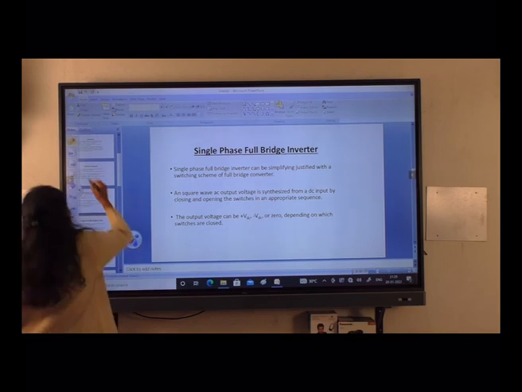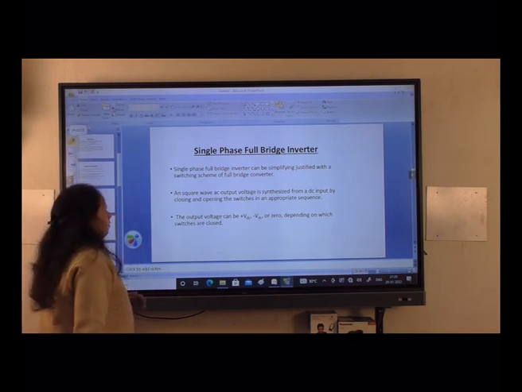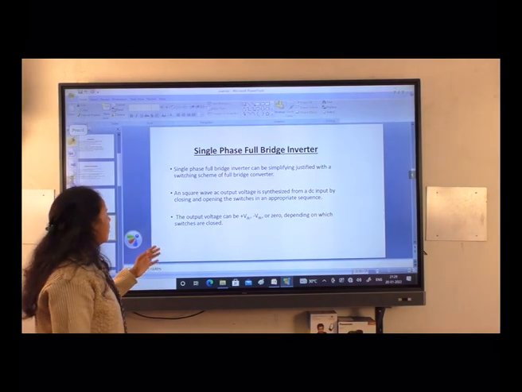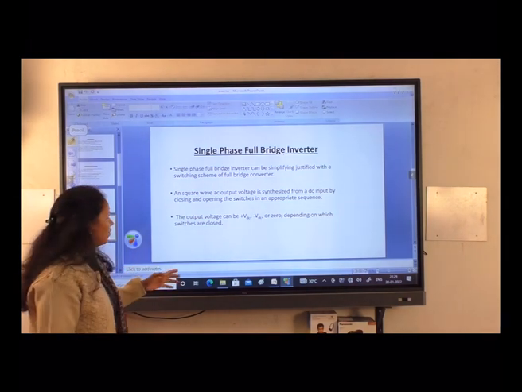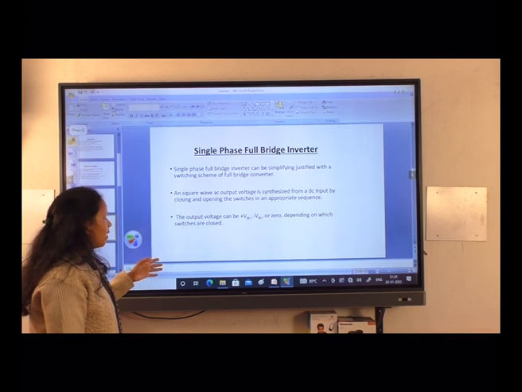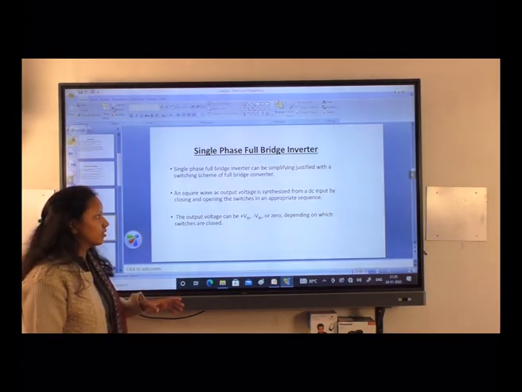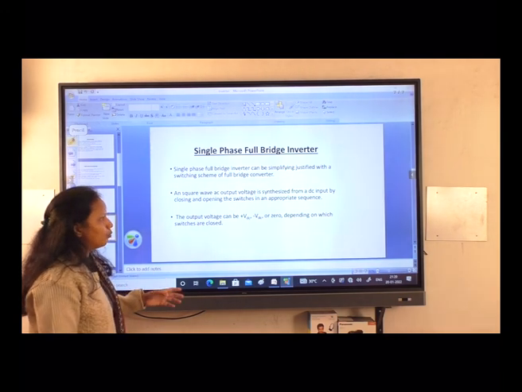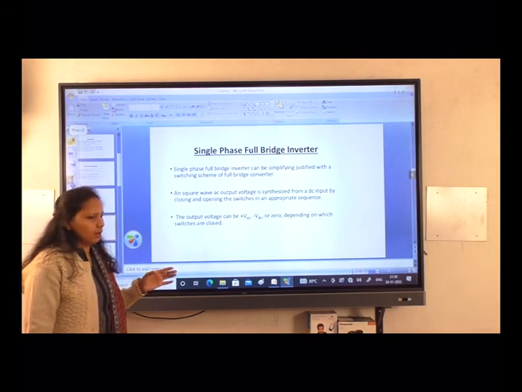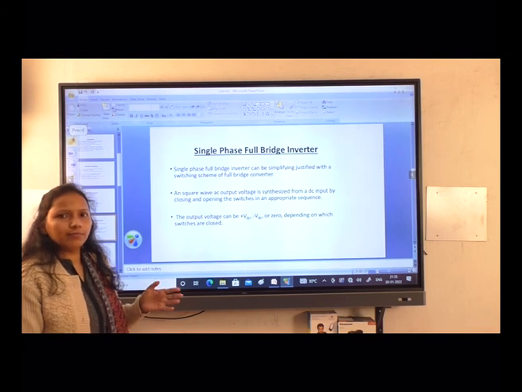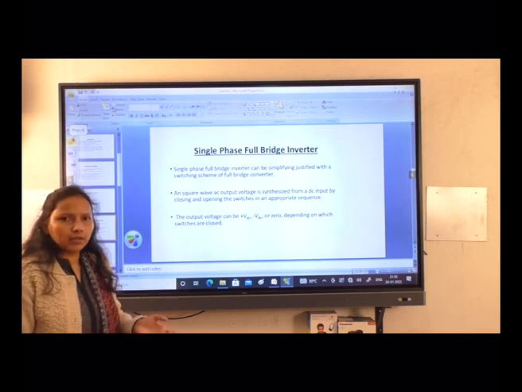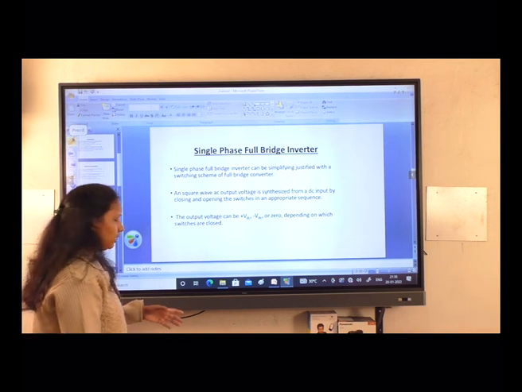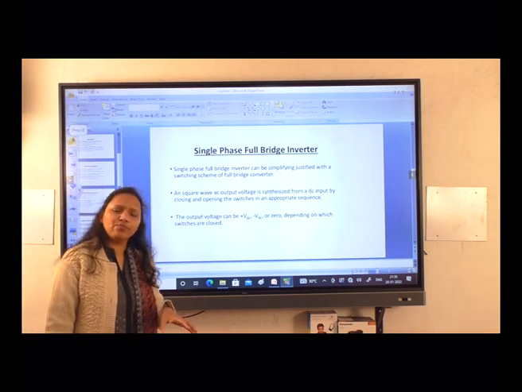Let's discuss the single phase full bridge inverter, which can be justified with a switching scheme of a full bridge converter. A square wave AC output voltage is synthesized from a DC input by closing and opening the switches in an appropriate sequence. In this bridge inverter we give a DC input and we get an AC output in square waveform. And how do we get this square waveform?